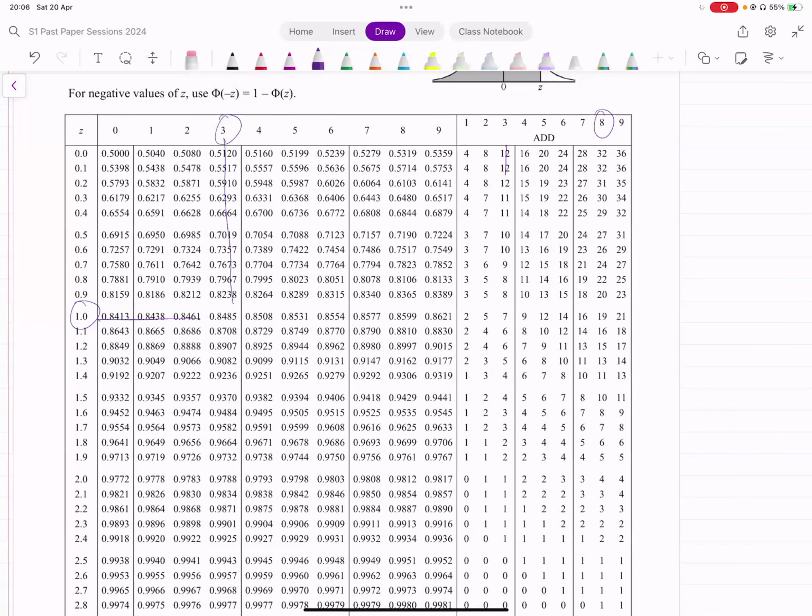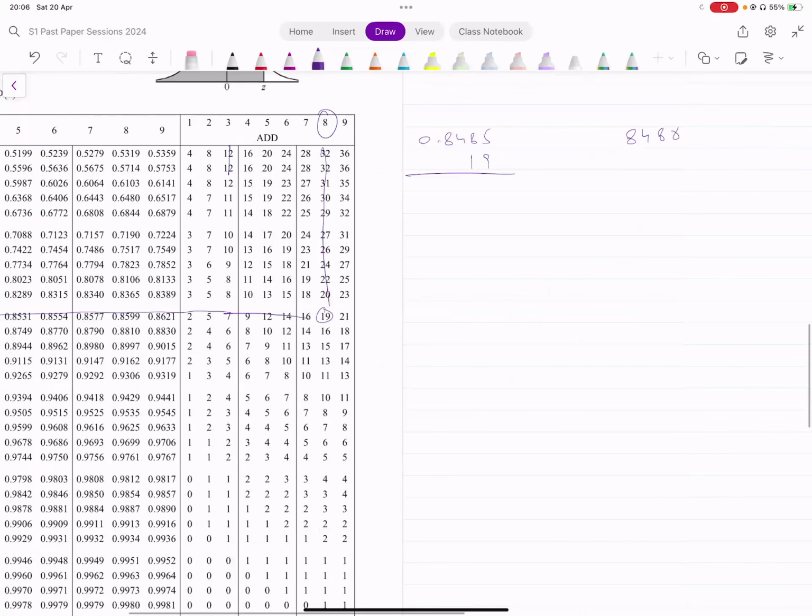All right, so what do we get from this? 0.8485. And then we want 8 on the side. That's 19. Add 19 at the end. Now you can put this on your calculator. In case you are afraid that you would make a careless error, on your calculator you can do something like this: 8485 plus 19. Your calculator will give you 8504, and then just put a decimal in the beginning.